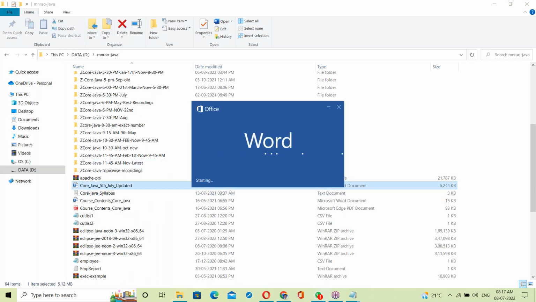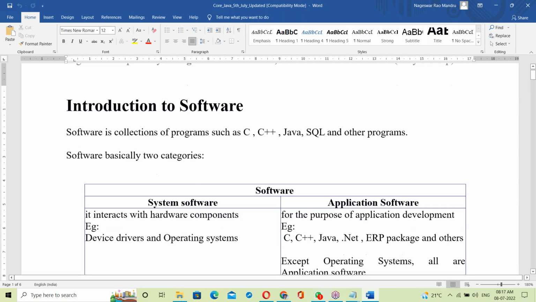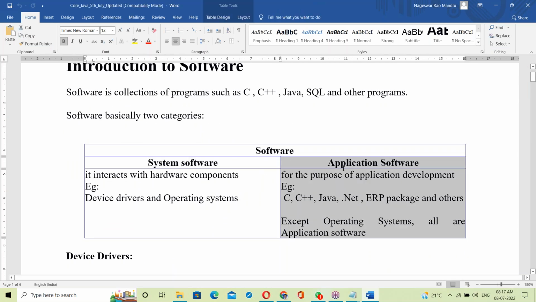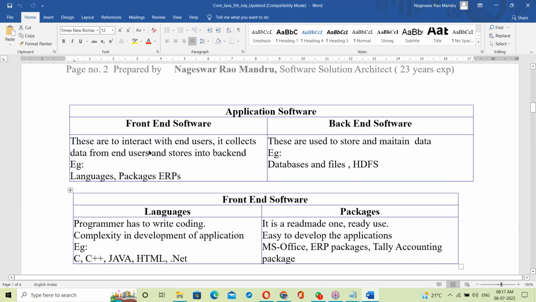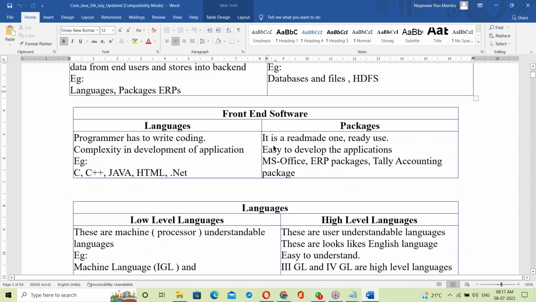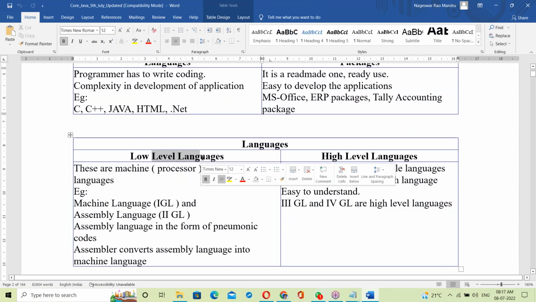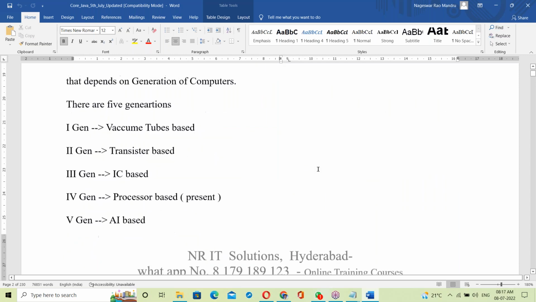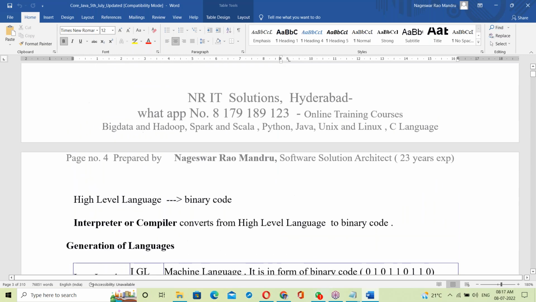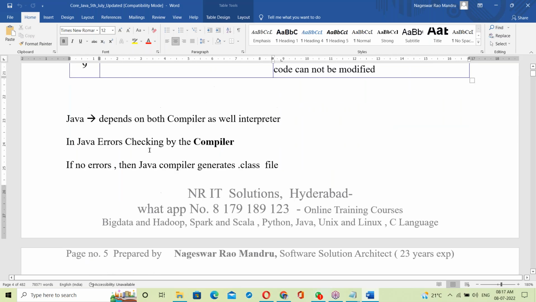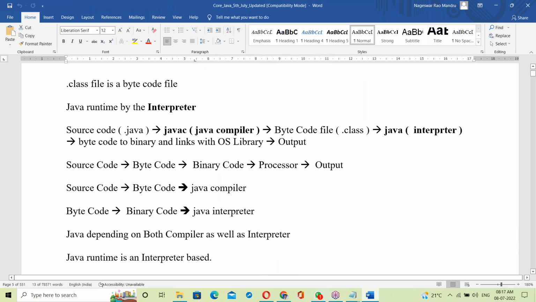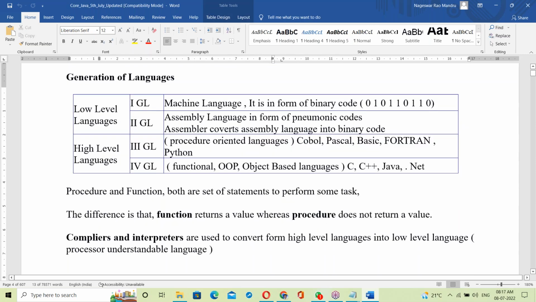Before Java, some basics knowledge. If you have that basics knowledge, then it is easy to understand Java. Basics like system software, application software. Next, about OS, front ends, back ends, language and packages. Next, low level languages, high level languages, interpreter and compiler, and how Java is working. Once you have this knowledge, then it is easy to understand Java.